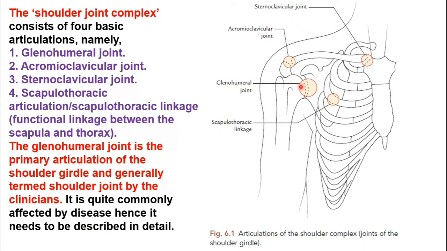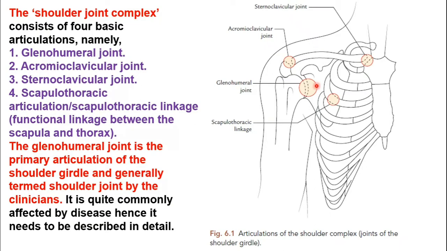And the acromioclavicular joint, which is not in this lecture but I am telling you: the acromion process of the scapula. This is the acromion process of the scapula, and this is the clavicle. Sternoclavicular joint: this is the sternum, this is the clavicle. This is called the sternoclavicular joint. Scapulothoracic: this is the scapula, and this is the thoracic wall.